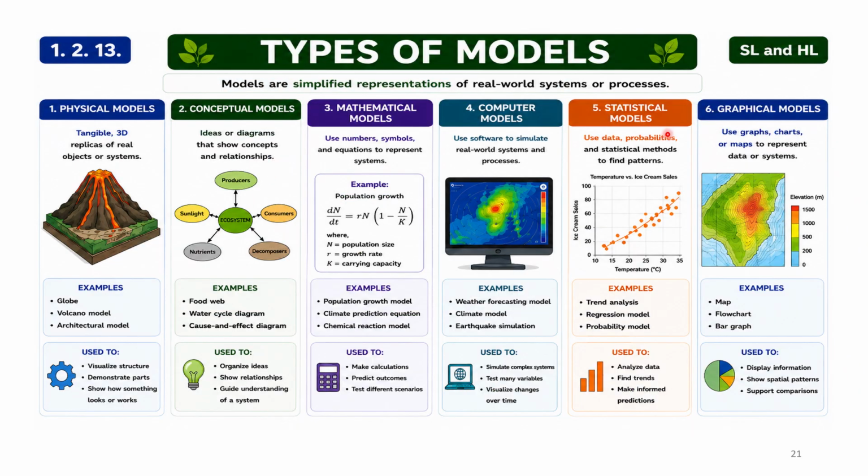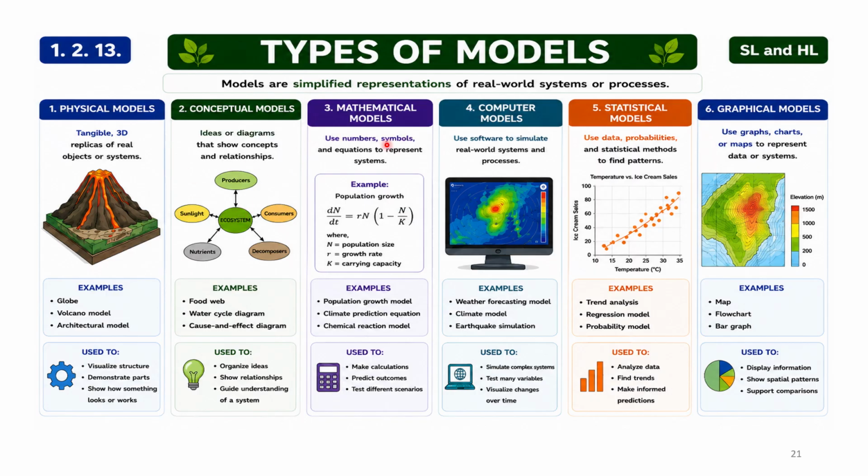Environmental scientists use different types of models because no single model can answer every question. Physical models are tangible, three-dimensional replicas of real systems. For example, a volcano model or a globe helps us visualize structure and understand how a system looks or functions. Conceptual models use diagrams to show relationships between components. A food web, for instance, illustrates how producers, consumers, and decomposers interact within an ecosystem.